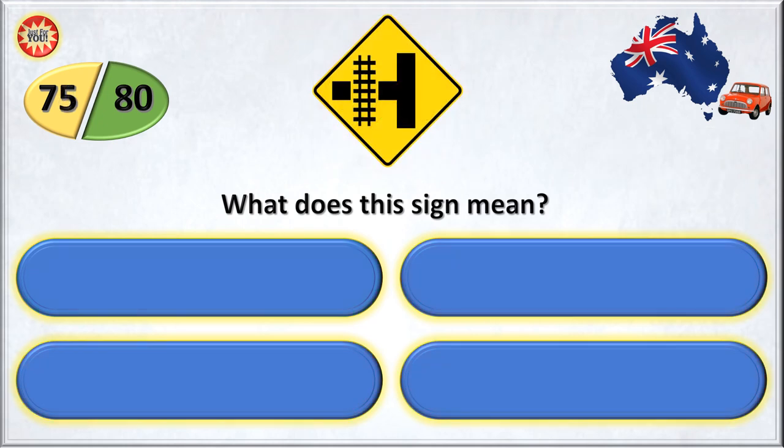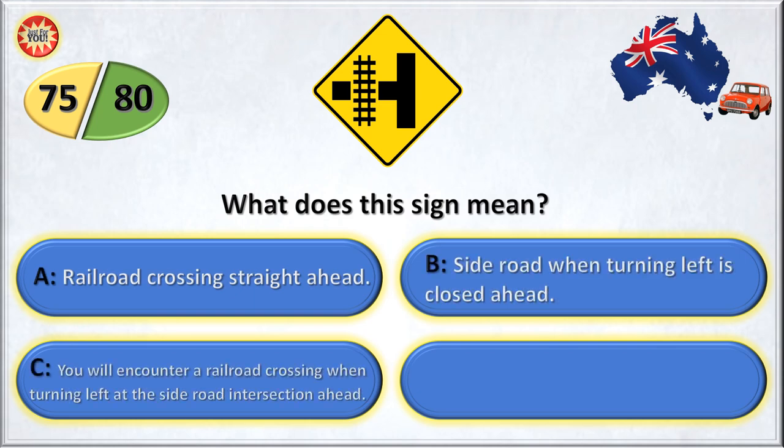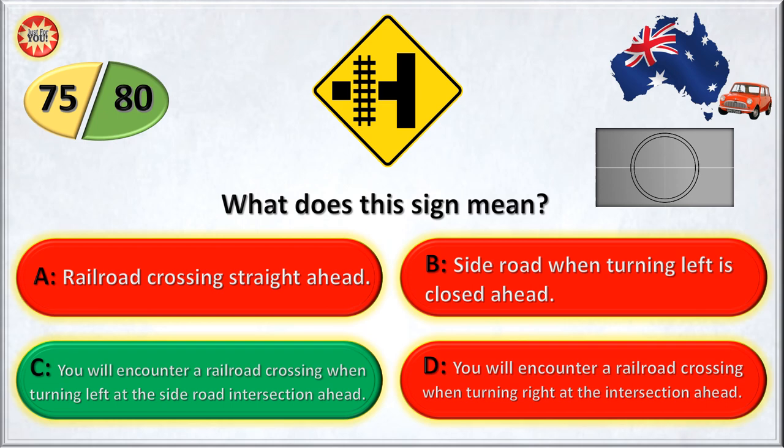What does this sign mean? Railroad crossing straight ahead. Side road when turning left is closed ahead. You will encounter a railroad crossing when turning left at the side road intersection ahead. You will encounter a railroad crossing when turning right at the intersection ahead. You will encounter a railroad crossing when turning left at the side road intersection ahead.